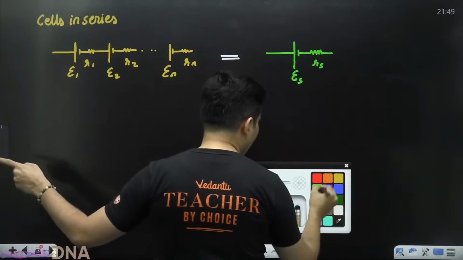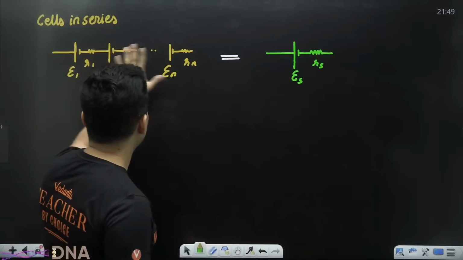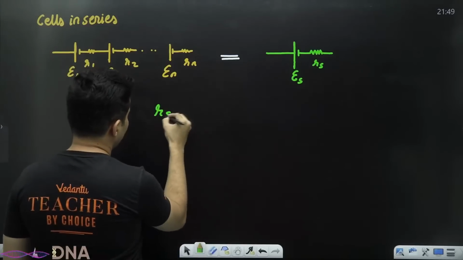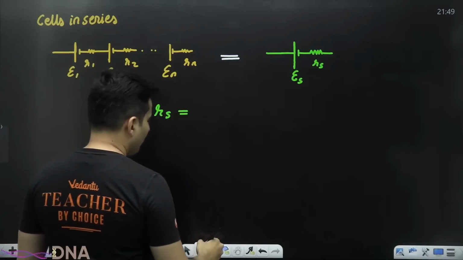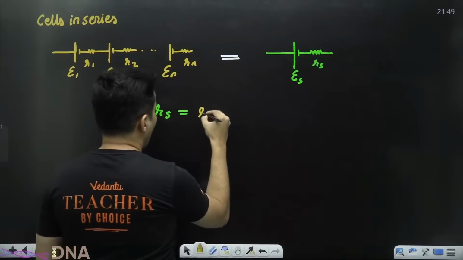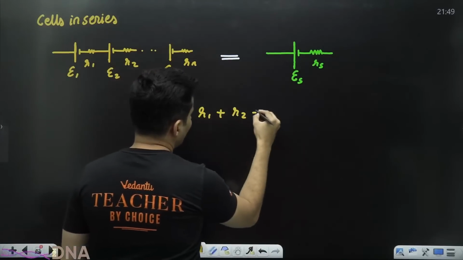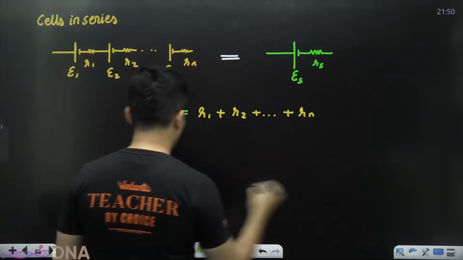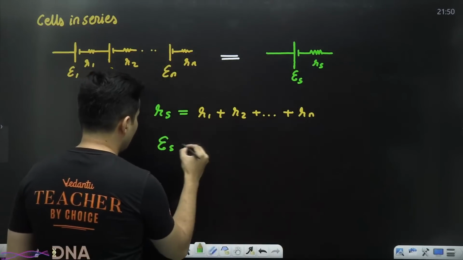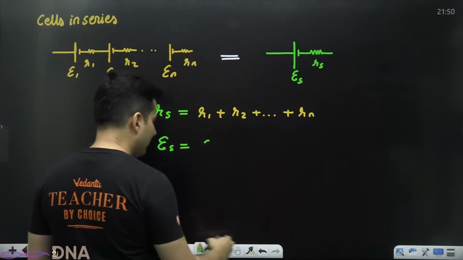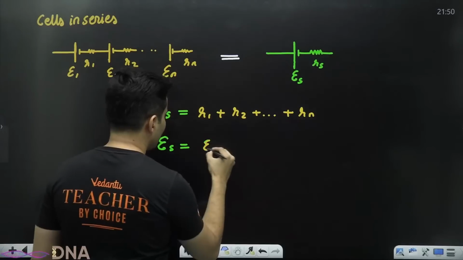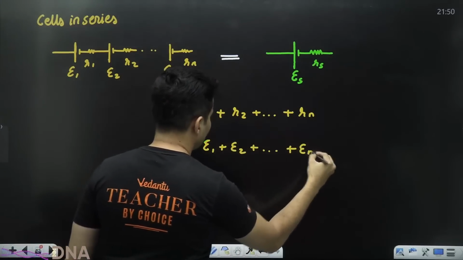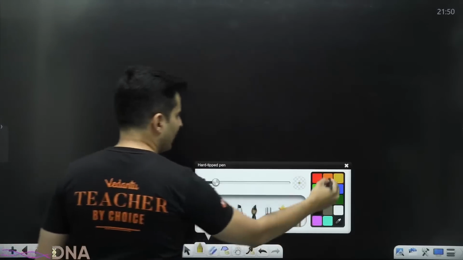It's very simple. Because the resistors are one after the other in series, this particular Rs becomes just R1 plus R2. Like that, you just add the internal resistance. Whereas for the total EMF, you just add the individual EMF. That's all. So E1 plus E2 like that till En. Let me give you a simple example for this.